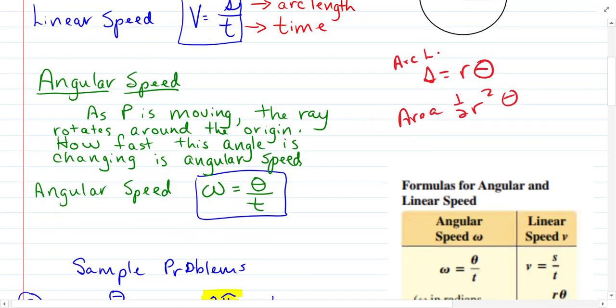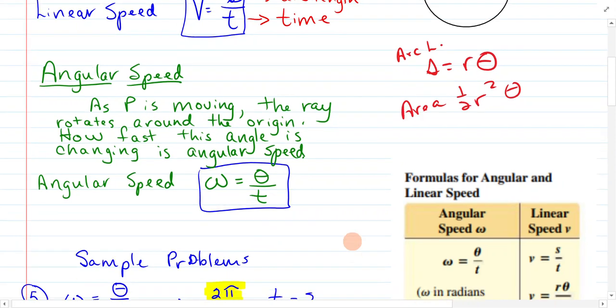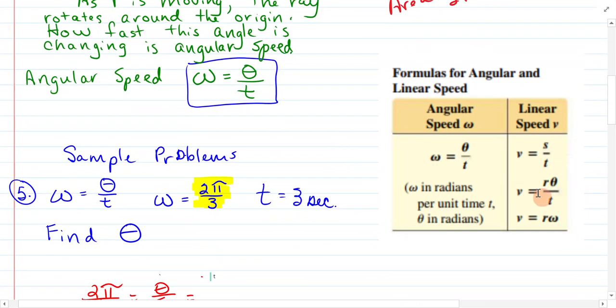as P is moving, the ray rotates around the origin. How fast that angle is changing is the angular speed. And angular speed, this is a Greek letter, we're just going to call it W, equals theta over T. All right, so you can manipulate those. Linear speed, you could have three different things. Remember that W is in radians per unit time, theta is in radians, and you could see all of these different formulas for angular and linear speed.